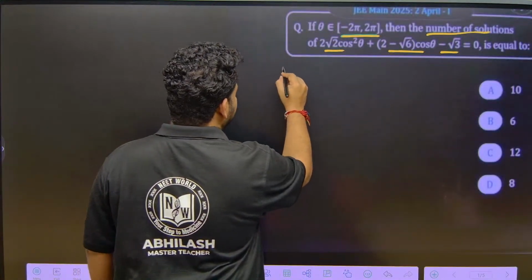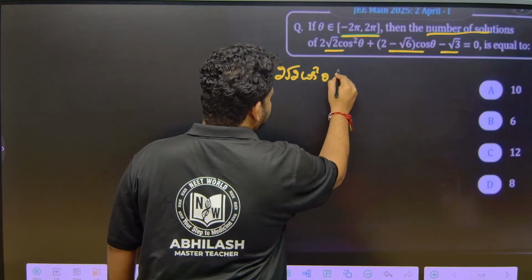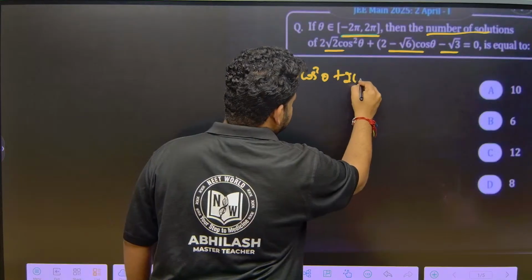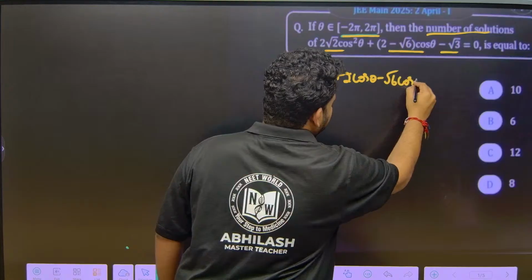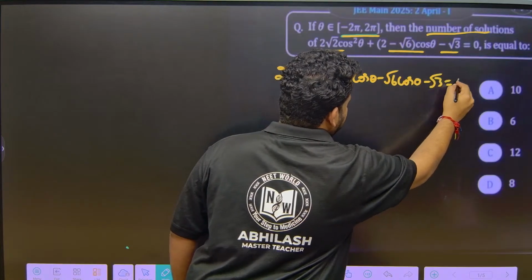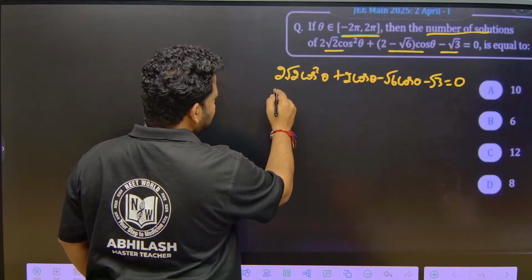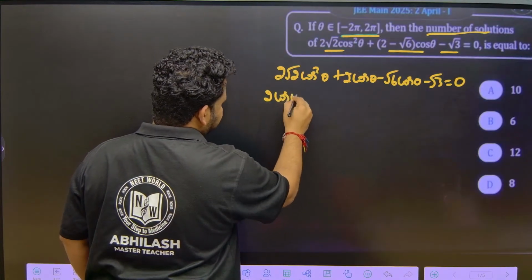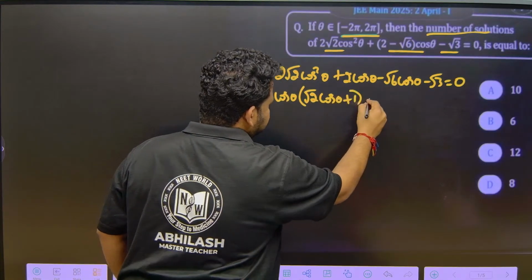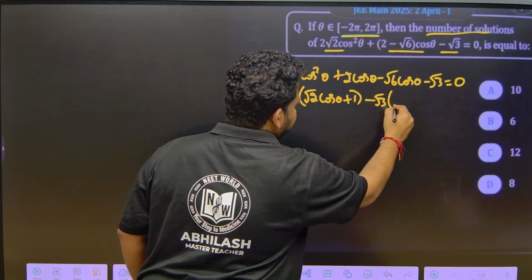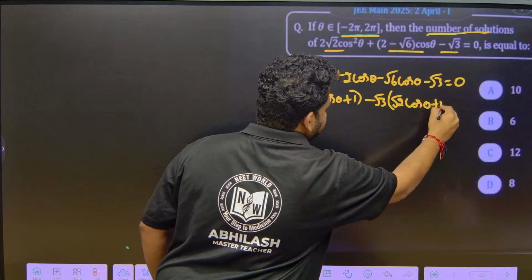So, let us write down what is given. 2 root 2 cos square theta, let me open this and write it as 2 cos theta minus root 6 cos theta minus root 3 is equal to 0. Now, what I can do friends, let me take cos theta common. I can take 2 cos theta common, and this will become root 2 cos theta plus 1. Here if I take root 3 common, this will become root 2 cos theta plus 1 is equal to 0.